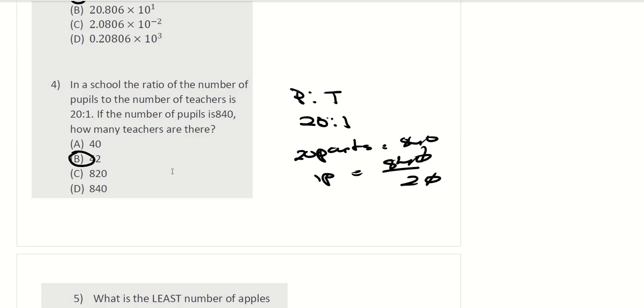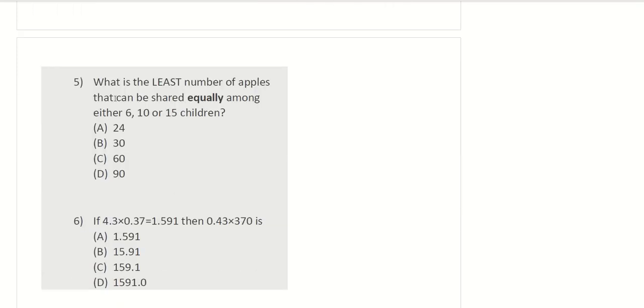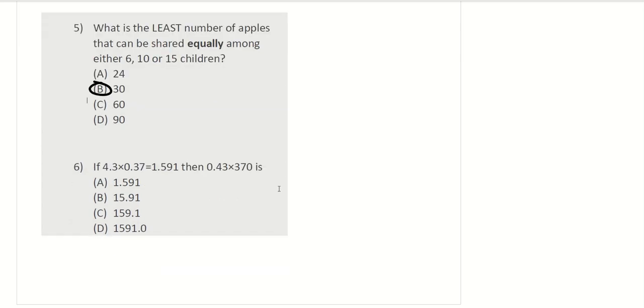B is your answer. Number 5, a question we already did. What is the lowest common multiple? The lowest number of apples that can be equally shared among 6, 10, and 15. This is B, 30. This question we just now did and I explained it.